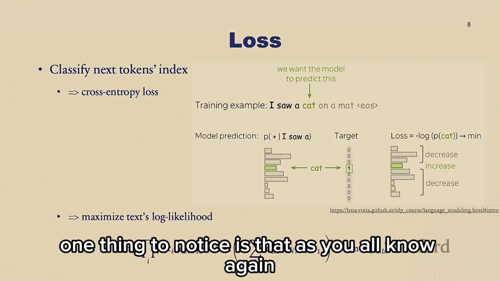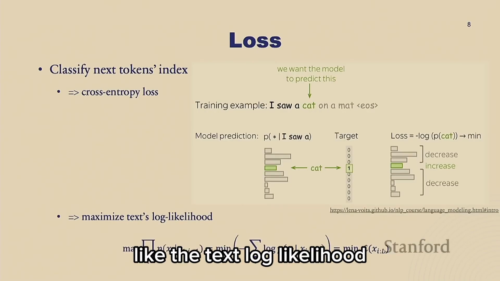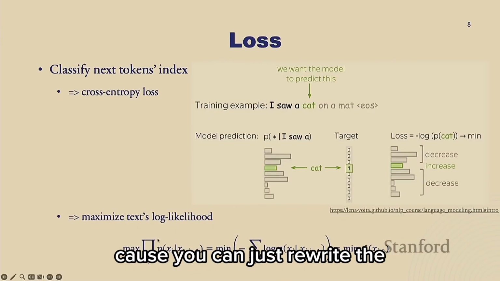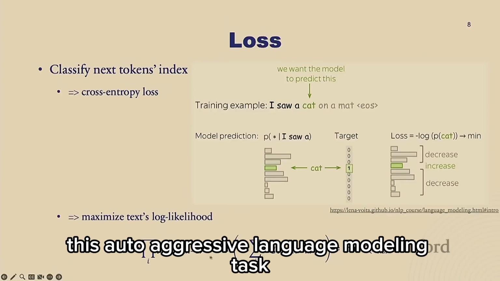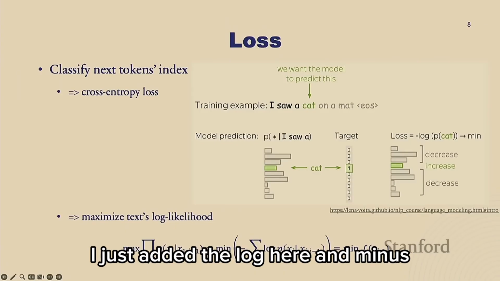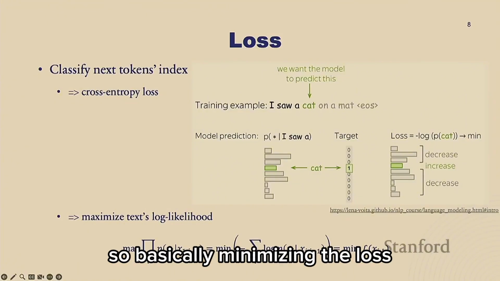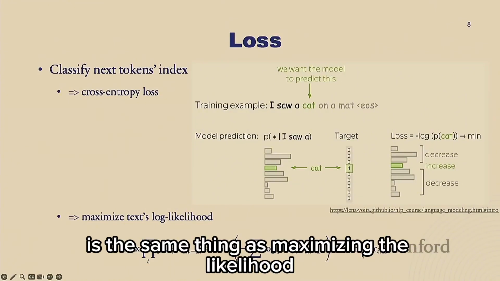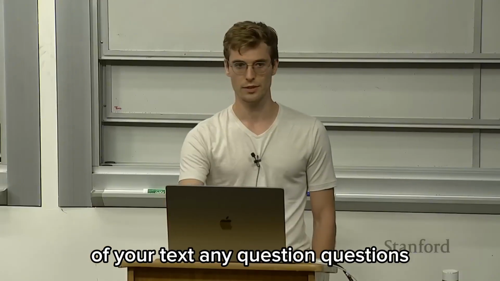One thing to notice is that, as you all know, this is just equivalent to maximizing the text log likelihood, because you can rewrite the max over the probability of this autoregressive language modeling task as the minimum over, I just added the log here, and minus, which is the minimum of the loss, which is the cross-entropy loss. So basically minimizing the loss is the same thing as maximizing the likelihood of your text. Any questions?